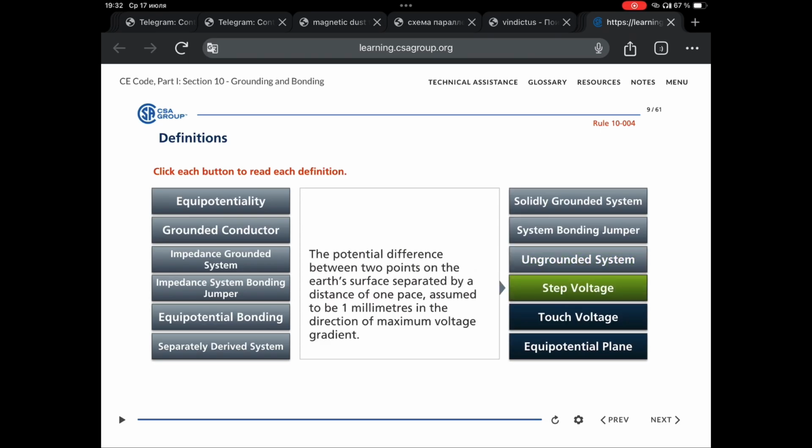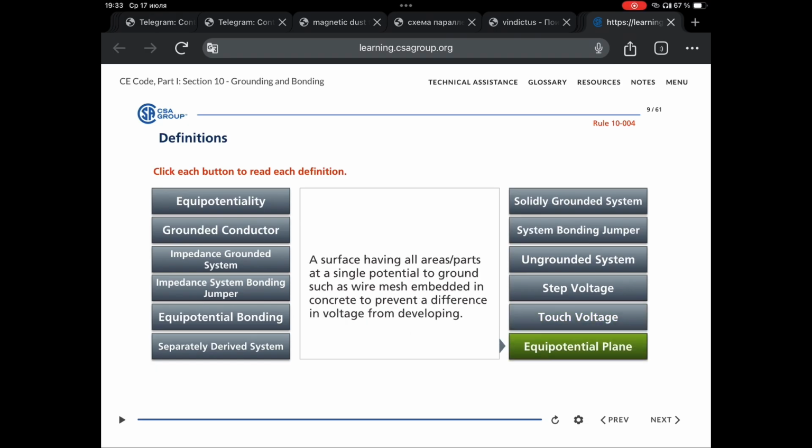Step voltage, the potential difference between 2 points on the Earth's surface, separated by a distance of 1 pace, assumed to be 1 meter in the direction of maximum voltage gradient. Touch voltage, the potential difference between a grounded metal structure and a point on the Earth's surface, separated by a distance equal to normal maximum horizontal reach. Equipotential plane, a surface having all areas or parts at a single potential to ground, such as wire mesh embedded in concrete to prevent a difference in voltage from developing.